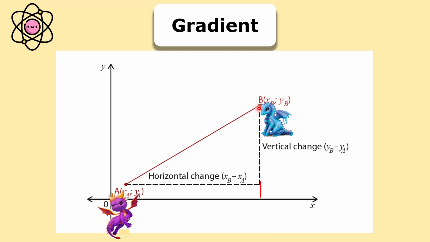Point B's coordinates are xb, yb, and point A's coordinates are xa and ya. So the vertical change will be the length on the y-axis. So you take this second coordinate yb and you minus ya, then you get that length. And to get the horizontal change, we have to take the x coordinate of this point and the x coordinate of this point, and subtract this coordinate from this one. Then we have the length of the horizontal change.